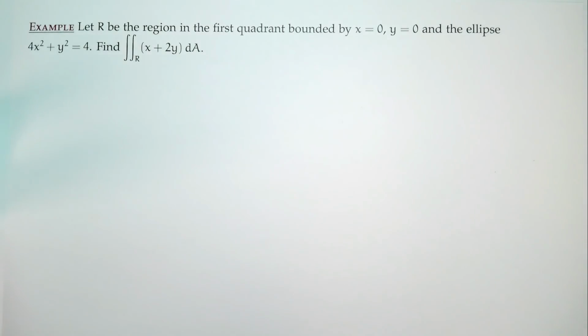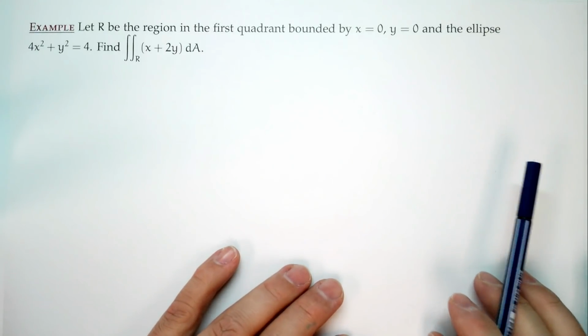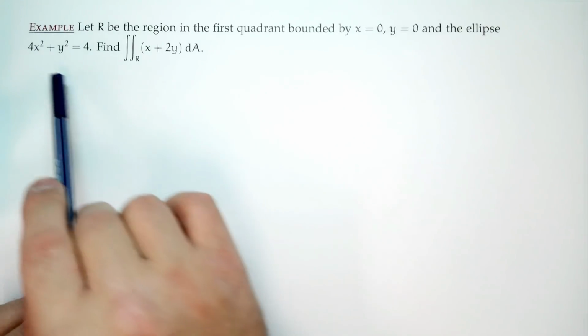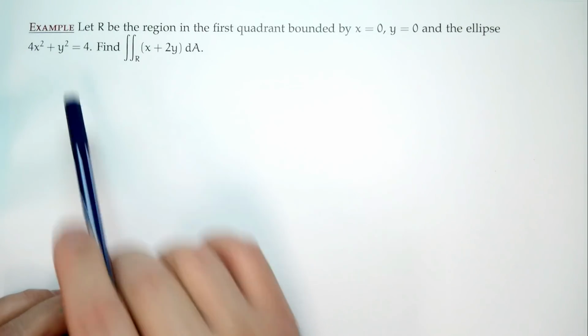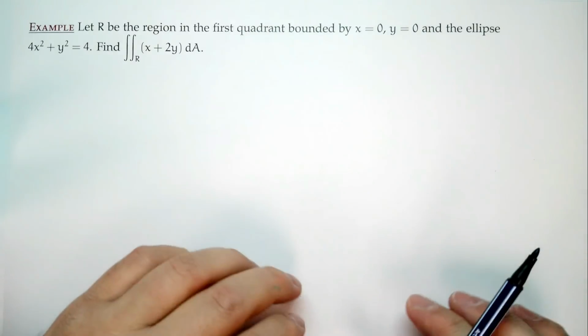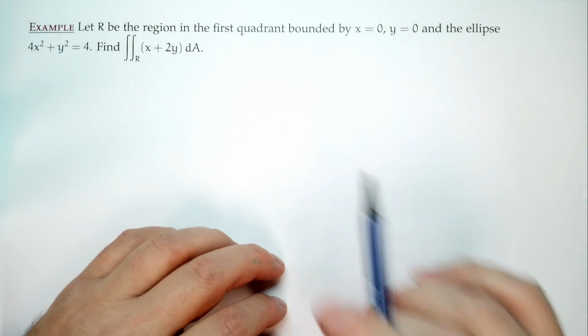Well, let's do some more problems, because the more problems we do, the easier it gets. And then we want life to be easy. Let R be the region in the first quadrant bounded by x equals 0, y equals 0, and the ellipse 4x squared plus y squared equals 4. Find the integral over that region of x plus 2y dA. Well, that's interesting. All right, well, let's think about that.